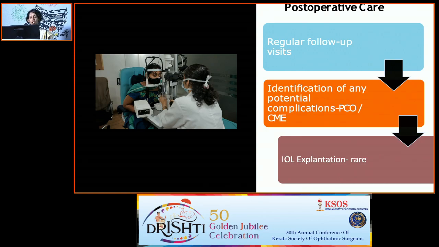It's important to identify any potential complications such as PCO or cystoid macular edema. These conditions may actually be contributing to the low visual acuity or the patient dissatisfaction, so it's important to keep your eyes open for that. In very rare situations, if there is IOL opacification, one must be prepared for IOL explantation. Also, sometimes with an extremely dissatisfied patient, one has to be prepared for that as well.